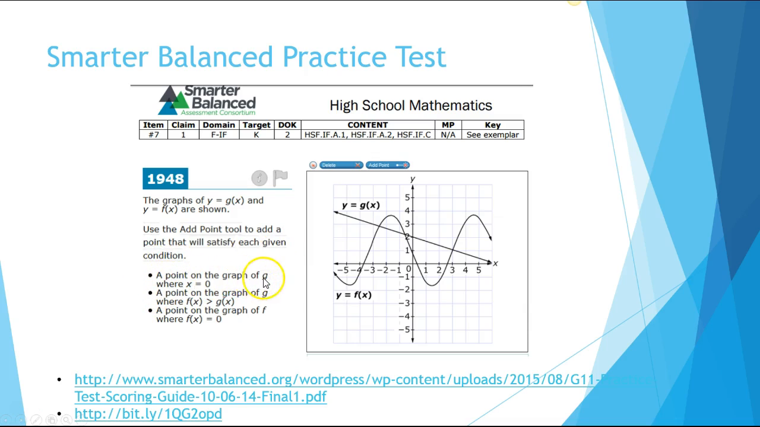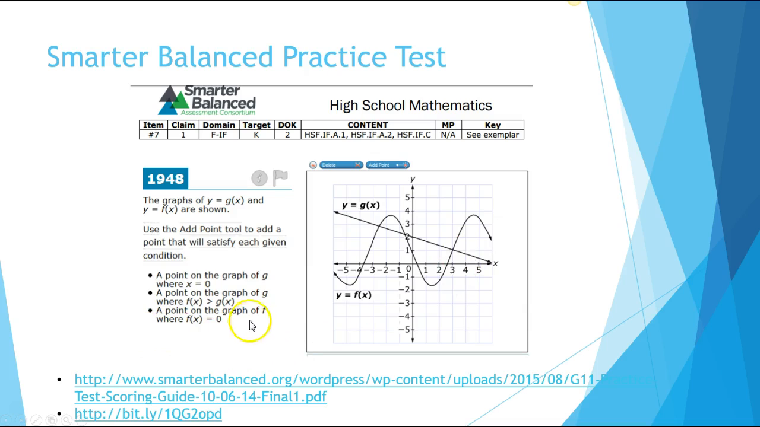So a point on the graph of g where x equals 0. They want them to understand that right here, this point, and so they would be able to drag a point right there using this button. Then a point on the graph of g where f of x is greater than g of x. So a point on g where f of x is higher. We could choose something like here or down here. All of those would work.